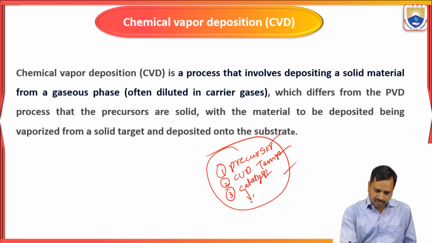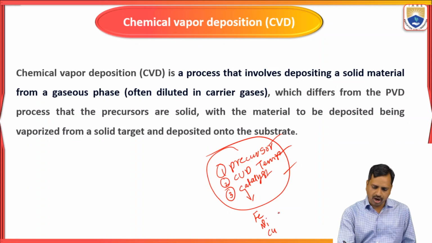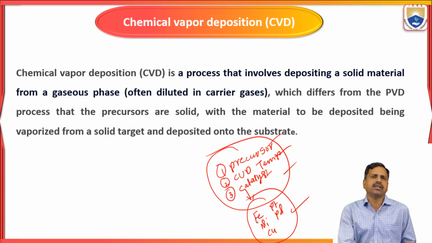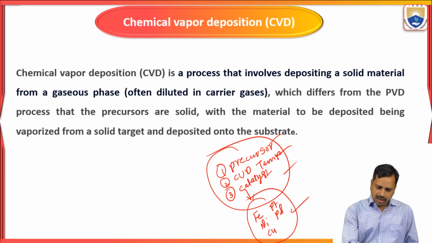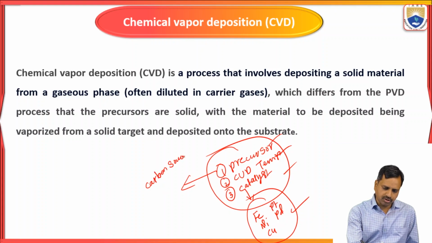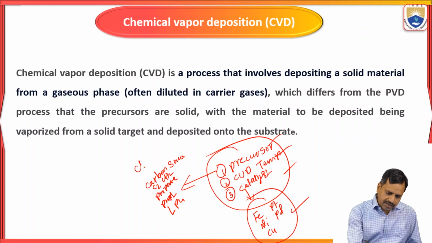Generally the catalysts used are iron and nickel, and sometimes they also use copper, palladium, and platinum. So these five metals are used as catalysts. And what is the precursor material here? It may be a carbon source. The carbon source may be acetylene, C2H2, or propane, propylene, LPG, and methane can also be used.